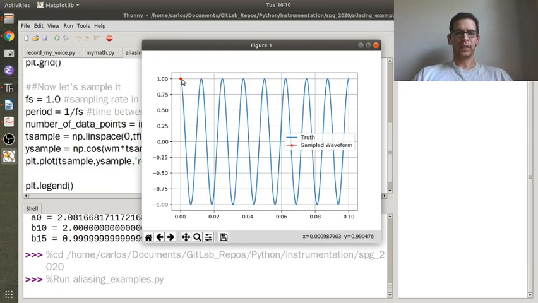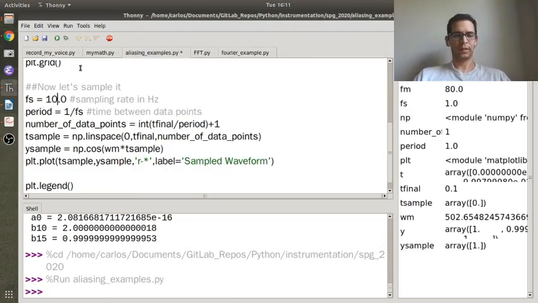Now, why is there only one data point? Well, your period is 1 second, 1 hertz. You took a data point at zero, but you're not going to take a data point again until 1 second. Well, you only sampled for 0.1 seconds. So what we really need to do is take a data point every 0.1 seconds. So 0.1 seconds would be 10 hertz. Okay, so let's try that.